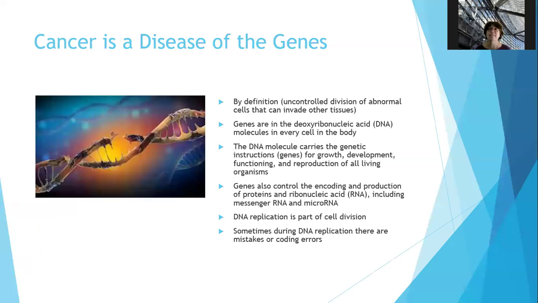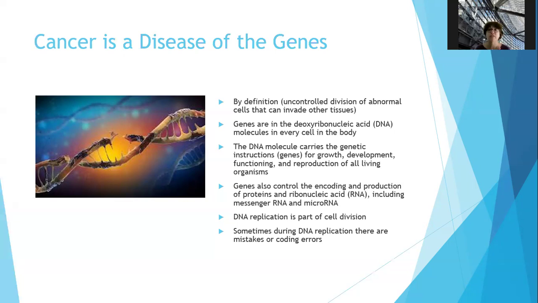So cancer is a disease of the genes. By definition, uncontrolled division of abnormal cells that can invade other tissues. So genes are in our DNA, molecules in every cell in the body. We talked about that in the last chapter. The DNA molecule carries the genetic instructions for growth, development, functioning, and reproduction of all living organisms. So they also control the encoding and production of proteins, RNA, including messenger RNA and microRNA.